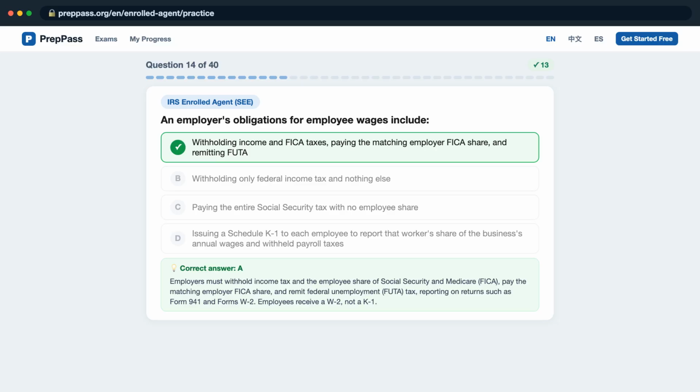employers must withhold income tax and the employee share of Social Security and Medicare, FICA, pay the matching employer FICA share, and remit federal unemployment, FUTA, tax, reporting on returns such as Form 941 and Forms W-2. Employees receive a W-2, not a K-1.